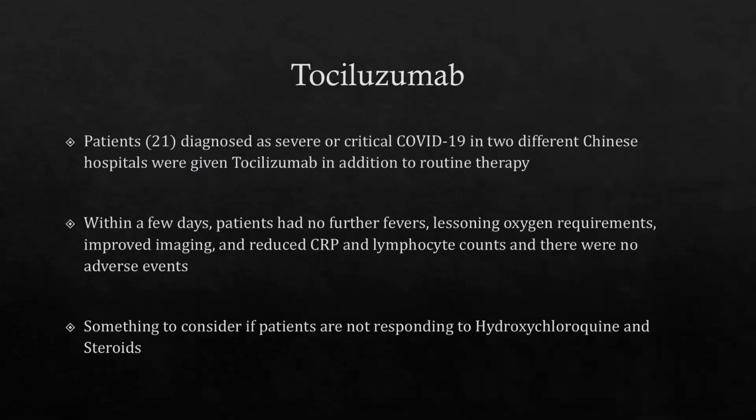So this is kind of what led to thinking about tocilizumab. Again, in two different Chinese hospitals, they had 21 diagnosed patients with severe or critical COVID, and they essentially gave them tocilizumab, and they saw that within a few days, the patient's fever curve really came down, their oxygen requirement came down, imaging improved, and all their inflammatory markers improved as well.